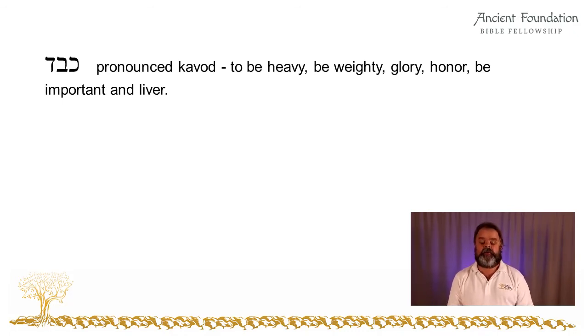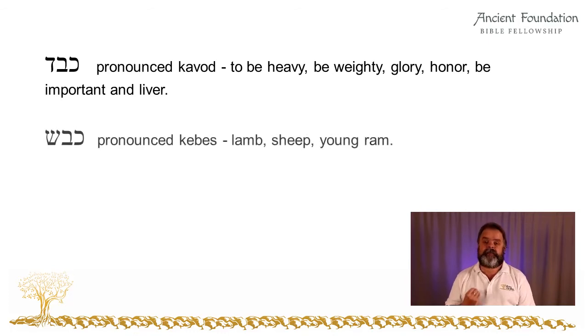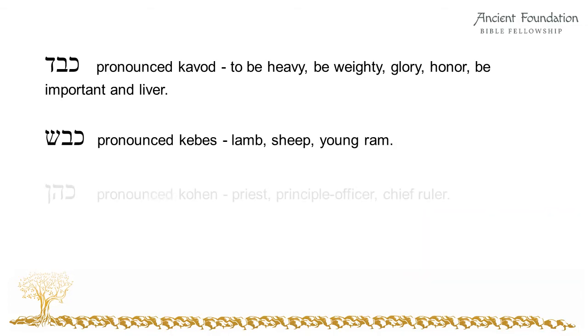The next word I want to show you is pronounced kavez, and it's a lamb, sheep, or a young ram. Again, it is the word kavez. Another word that starts with the letter kaf is pronounced Cohen, and this is the Hebrew word for priest, principal officer, or chief ruler, a Cohen.